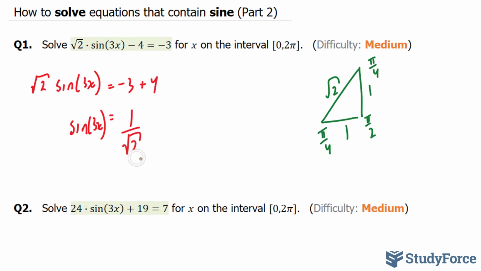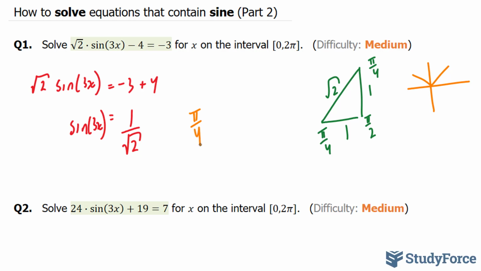Furthermore, you'll notice that this ratio is positive, and sine is only positive in the first and second quadrant. Keeping that in mind, you'll notice that if we take either this or this as our reference angle, so let's pretend that we take this and we say that sine, which is opposite over hypotenuse, opposite is 1, hypotenuse is the square root of 2, so therefore one of our angles will be pi over 4.